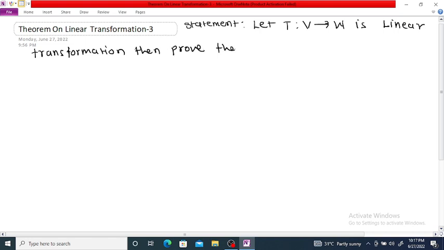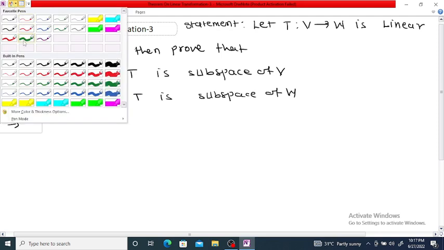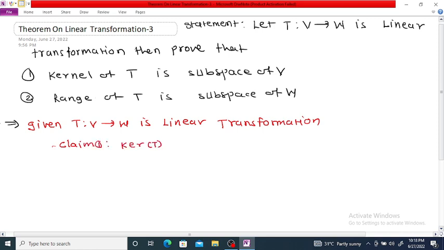Prove that, or show that, number 1, the kernel of T is a subspace of V, and number 2, the range of T is a subspace of W. So first of all, what is given here? The given: T is a mapping from V to W and is a linear transformation. And what is the claim here? Claim 1: the kernel of T is a subspace of V.